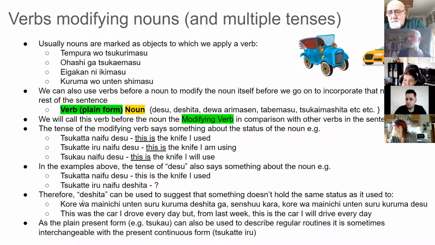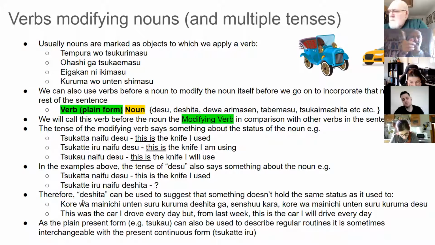This was the knife that I used. It doesn't actually make much difference whether you use suru or shita in that case, when you're saying this was the thing that I used and this is now the thing that I'm using. Yeah. I don't think it really changes it.